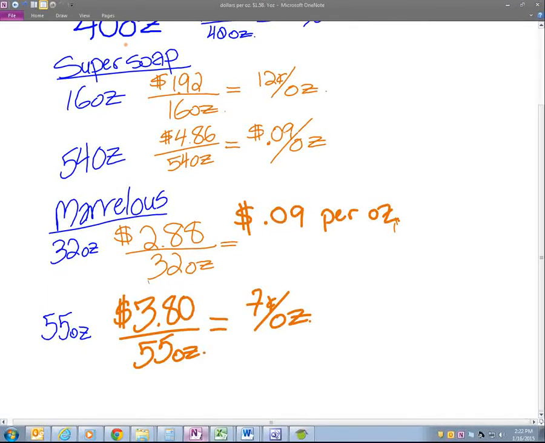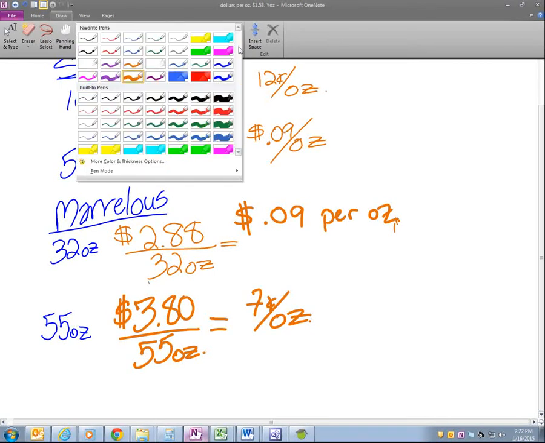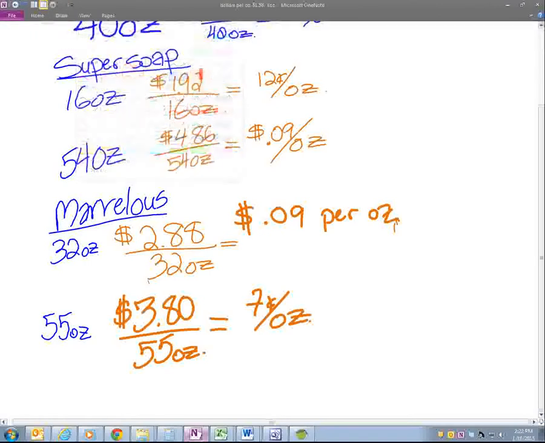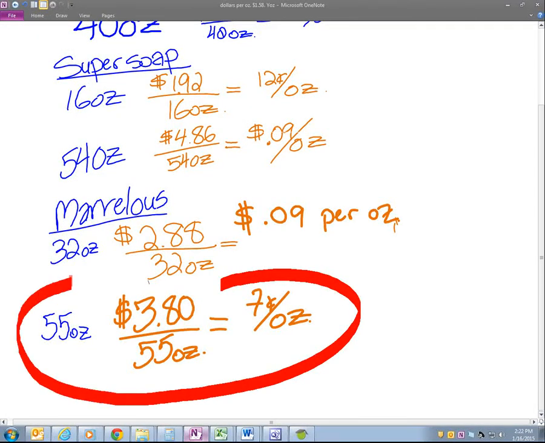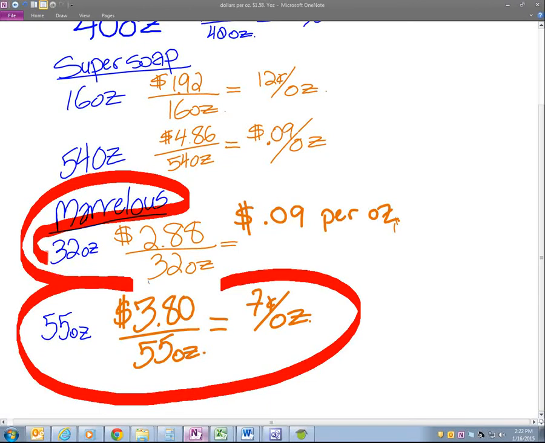Remember how when we just did the Super Soap, we found out which one of those 2 is the best buy? Okay, which one of these 4 is the best? Hey, Barry. Which one? Marvelous soap is better. Marvelous soap, 55 ounce, is the best buy that you can do. Okay, I guess I'll include Marvelous in there. I just tried to circle Marvelous as well. 7 cents an ounce. Okay?